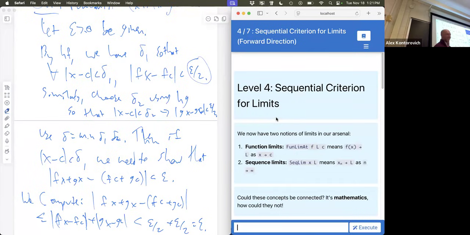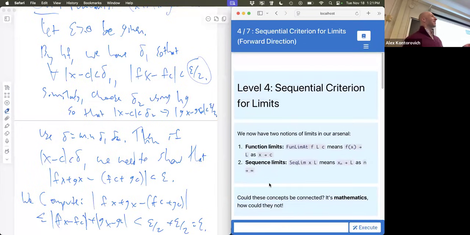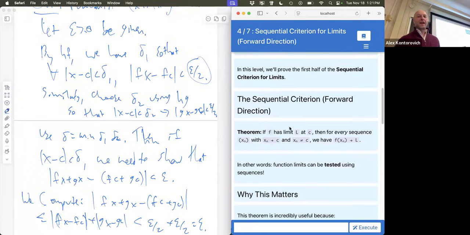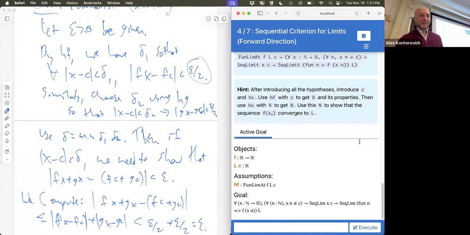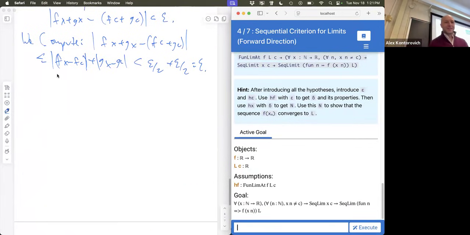Excellent. That's a great question. I wish I had thought of that. So how could these concepts not be connected? It's mathematics. Mathematics is a beautiful subject. So the forward direction: if f has a limit L at C, then no matter what sequence you take that converges to C but is never equal to C, f of xn converges to L. That's the theorem. So let's do one direction, and then the next level is the other direction.